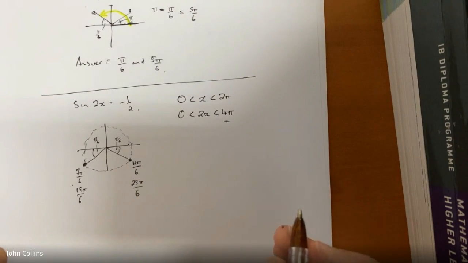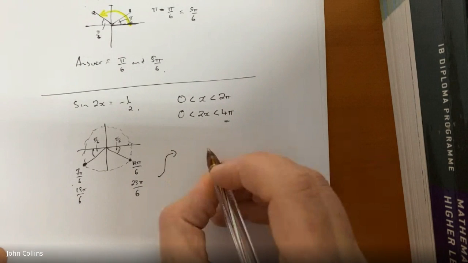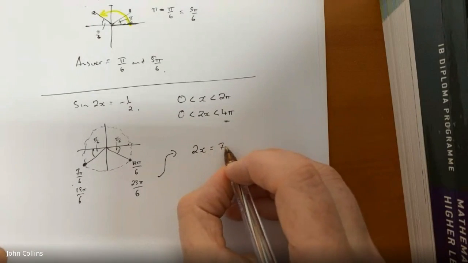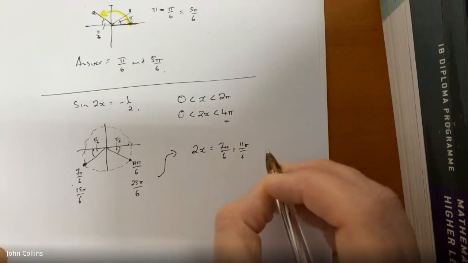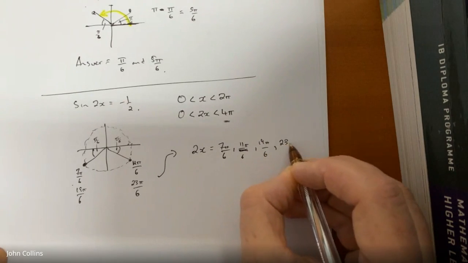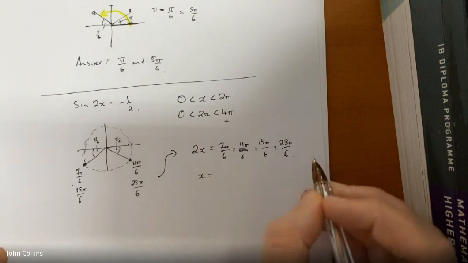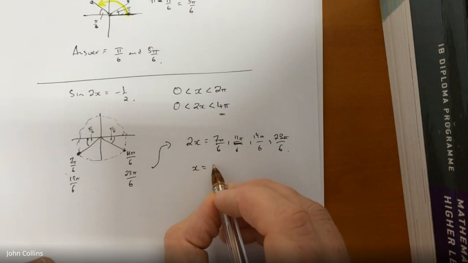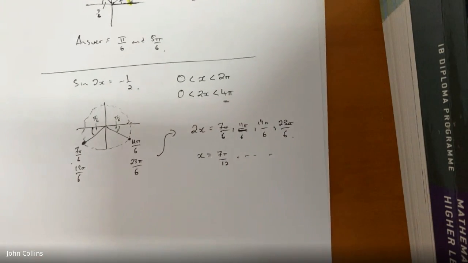Tell me my next step then, Malika. Divide everything by 2. So my answers so far for 2x are 7 pi over 6, 11 pi over 6, 19 pi over 6, and 23 pi over 6. But of course, I do not want those. I just want the answer for x, not its double. So I divide everything by 2, so these all become over 12. So 7 pi over 12 would be the first one, and so on. You can divide those yourself. You have 4 answers. Okay?